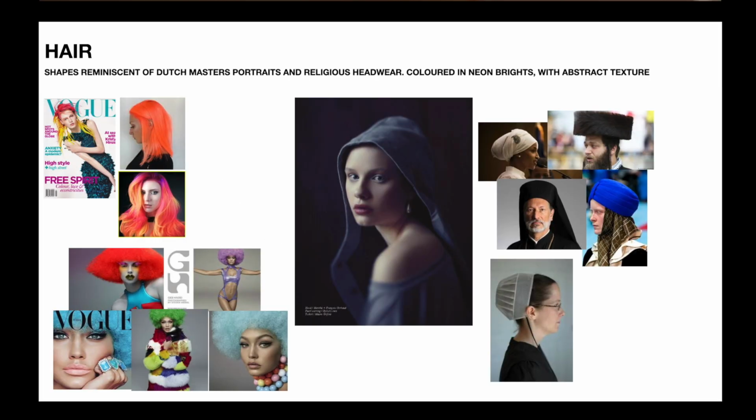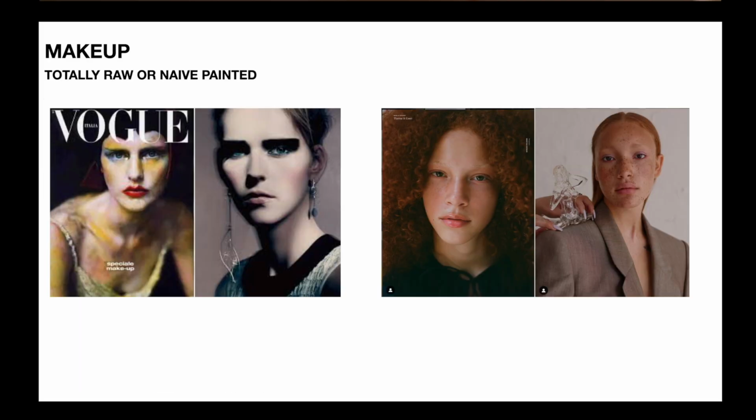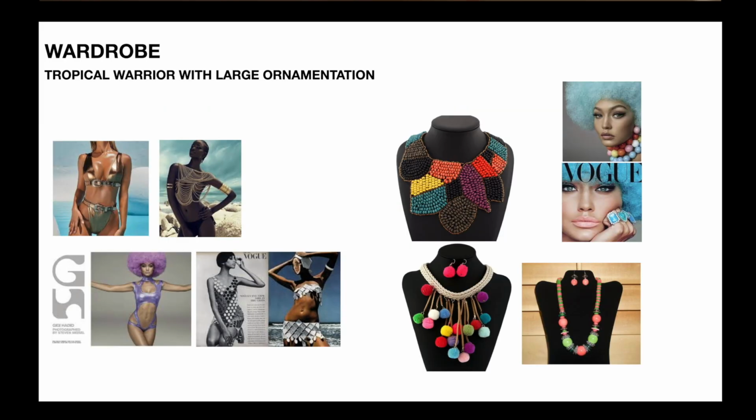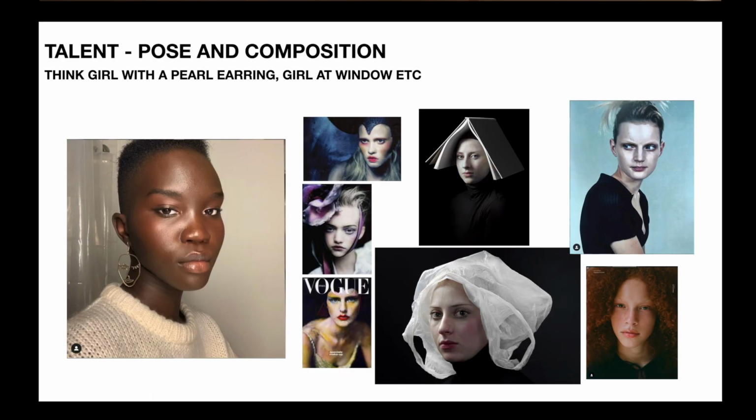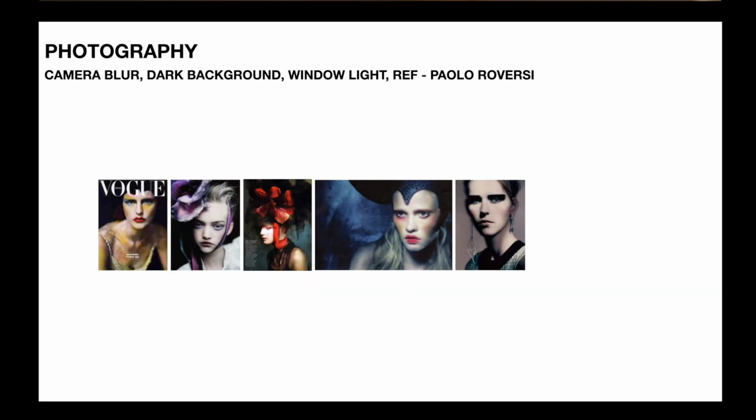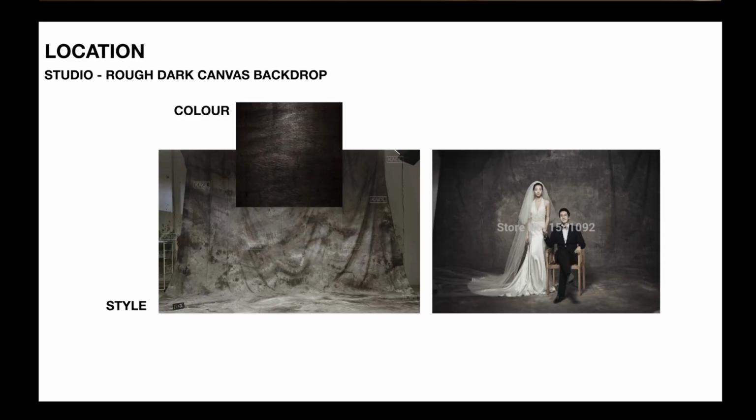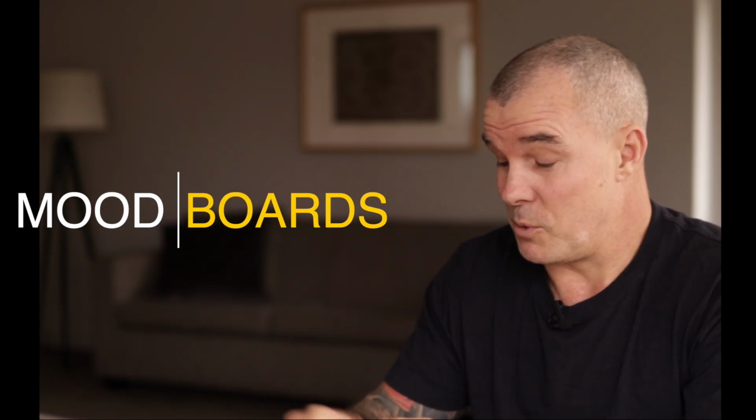So this is the How to Hair brief. Dutch masters, hair shapes reminiscent of the portraits with these bright colours, a totally raw or sort of naive painted makeup, tropical warrior with large ornamentation, and then gender neutral faces with unique characters. Thinking Girl with a Pearl Earring, Girl at the Window, those Dutch masters portraits for the posing, and a little bit of that Paolo Roversi reference for the photography. We're going to shoot in the studio with a rough dark canvas backdrop, and that is your brief. That was pretty easy, wasn't it?